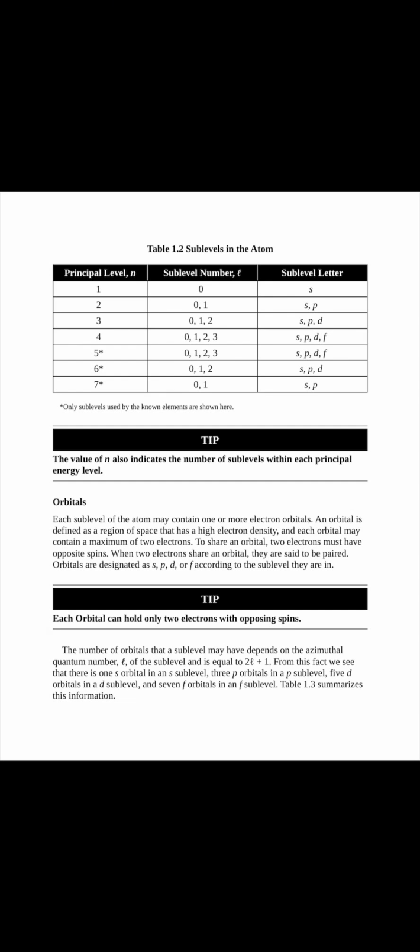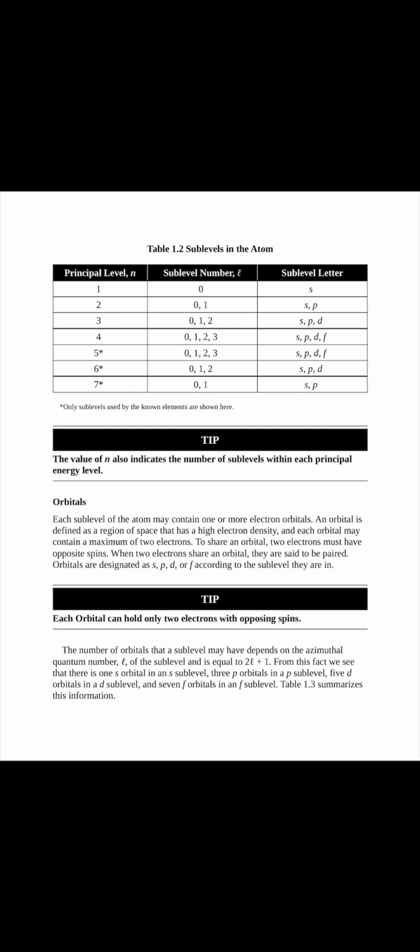For principal level n equals 5, the possible sublevel numbers are 0, 1, 2, and 3, and the sublevel letters are s, p, d, and f. For principal level n equals 6, the possible sublevel numbers are 0, 1, and 2, and the sublevel letters are s, p, and d. For principal level n equals 7, the possible sublevel numbers are 0 and 1, and the sublevel letters are s and p. Only sublevels used by the known elements are shown here. Tip: the value of n also indicates the number of sublevels within each principal energy level. Orbitals.